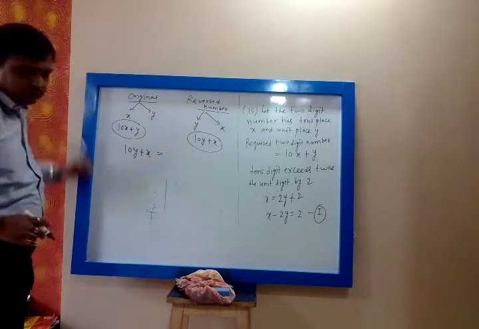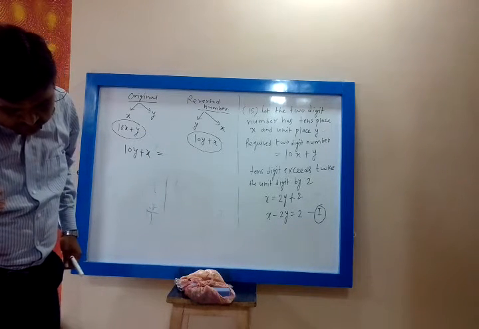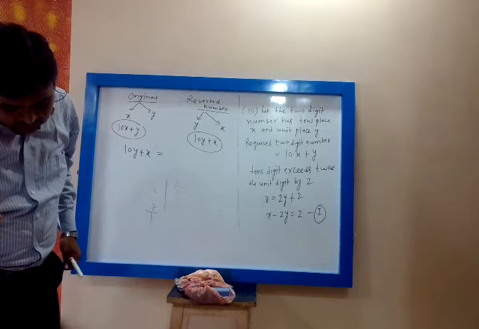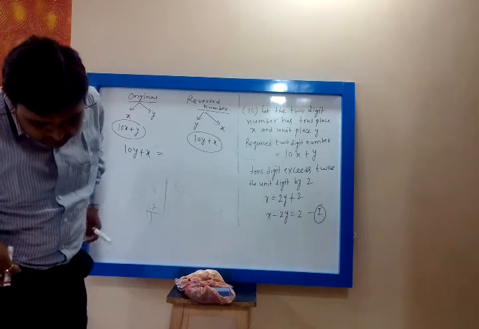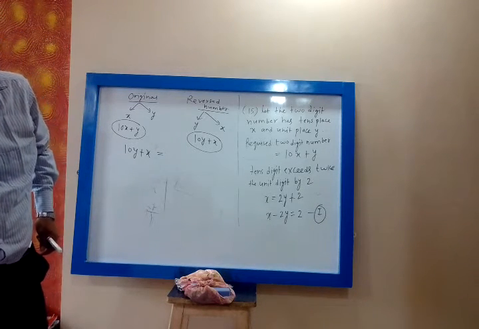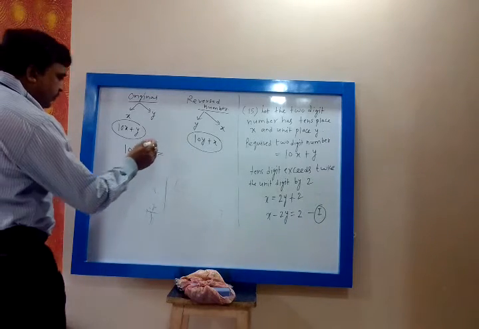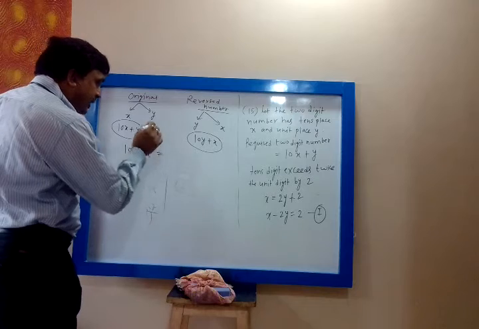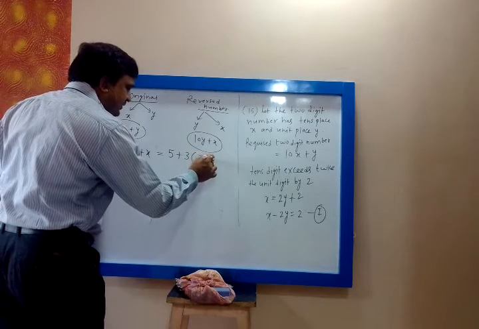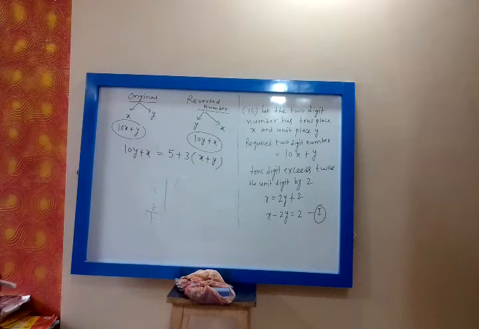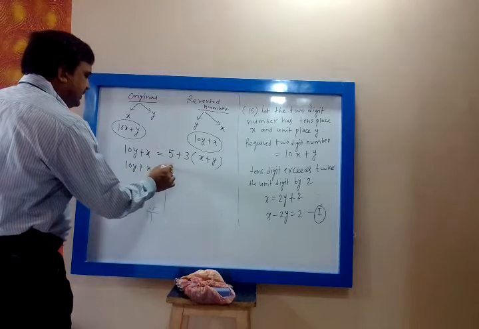Is means equal to. The number obtained by interchanging the digit is 5 more than 3 times the sum of the digit. 5 more than 3 times the sum of the digit. 5 more than means 5 plus 3 times x plus y, into x plus y. So simplify this, 10y plus x is equal to 5 plus 3x plus 3y.